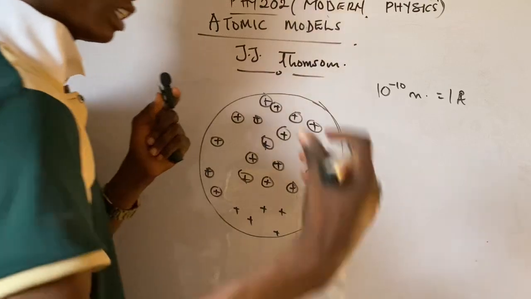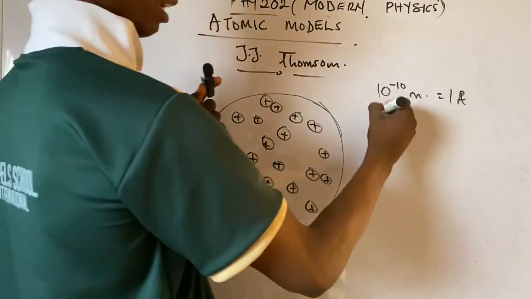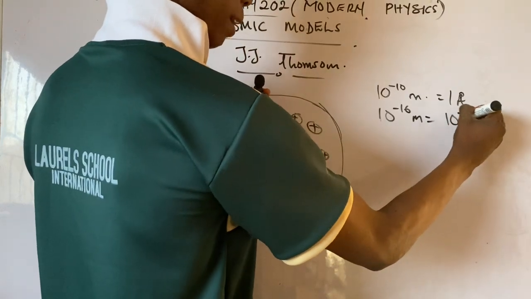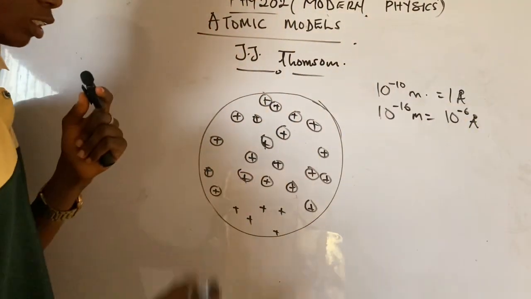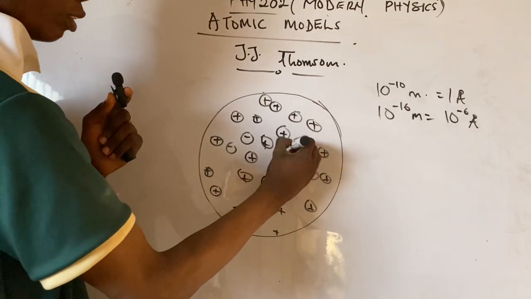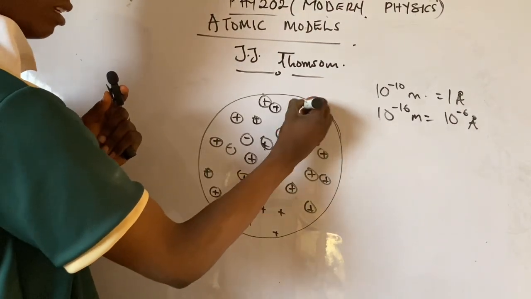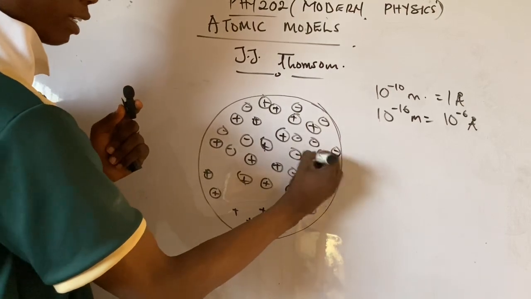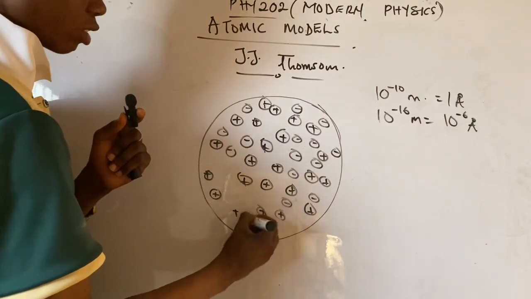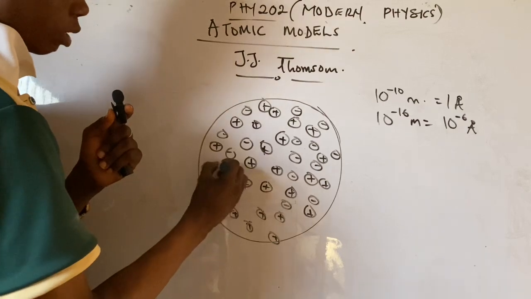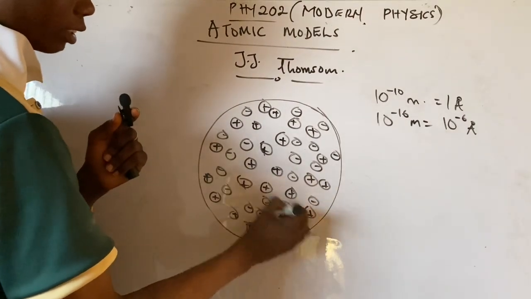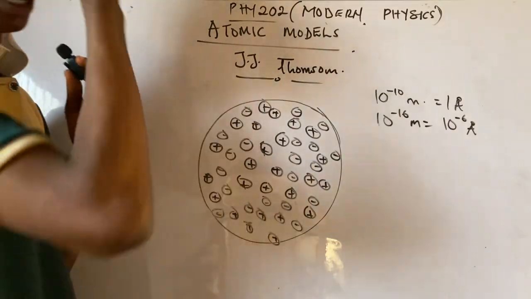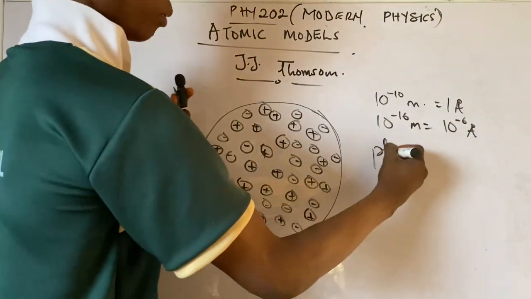And the nucleus that is inside the atom is even smaller. That is 10 raised to the power of minus 16 meters, which is 10 raised to the power minus 6 angstrom. So you can't expect the atom to be something you'll be seeing that is this big. I'm only magnifying it here. The electron microscope magnifies something to about 2,000 times its size. So this is the atom according to J.J. Thomson. It's called the plum pudding model of atom.